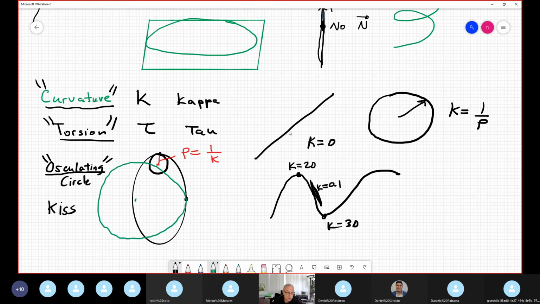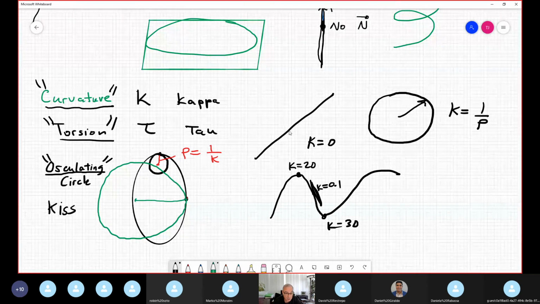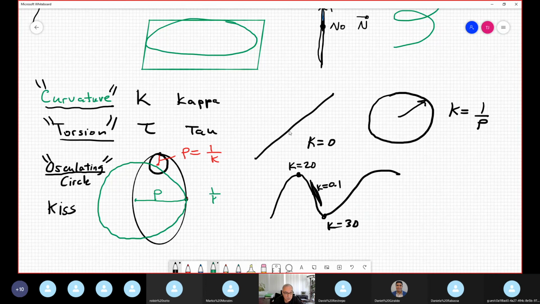And suppose that this is the center. Suppose this is the radius of curvature, which is the reciprocal of the curvature. Same formula. This is the curvature.